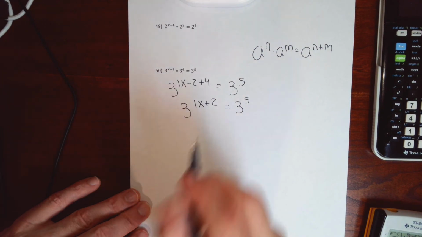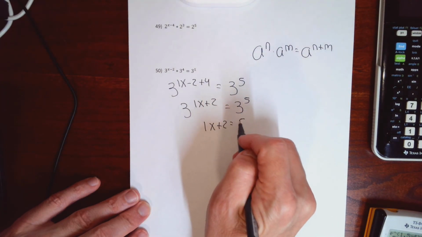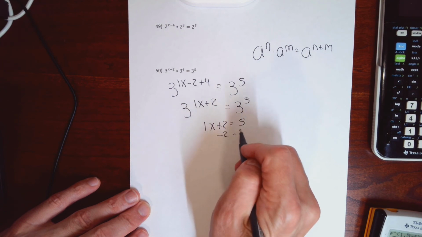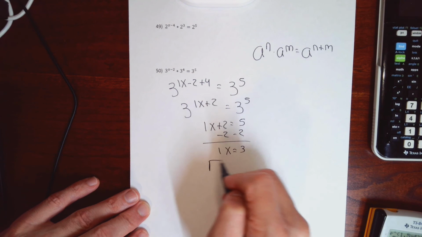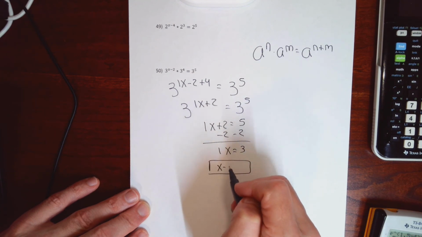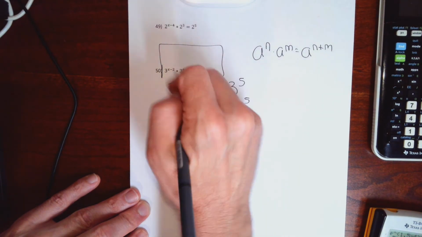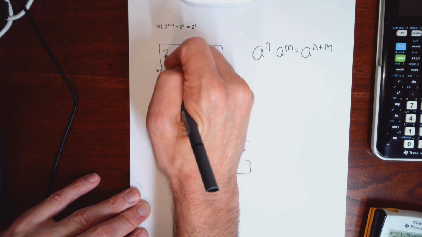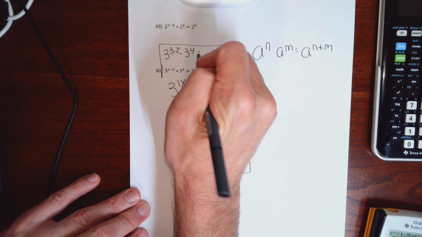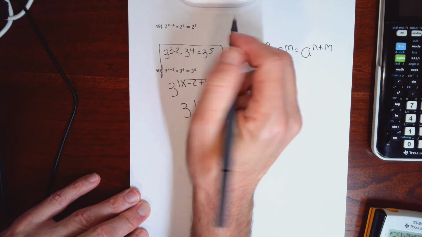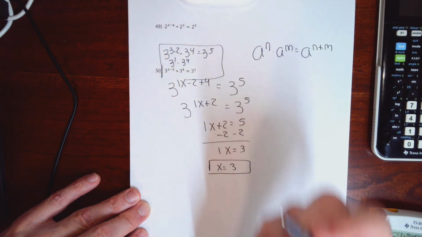Now that I have the bases the same, I drop the bases and set the exponents equal to each other. And I get 1x equal to 3. So I claim the answer is x equal to 3, which means if I go to this problem and make this 3 to the 3 minus 2 times 3 to the 4th, that should equal 3 to the 5th. This is really just 3 to the 1st times 3 to the 4th equals 3 to the 5th.